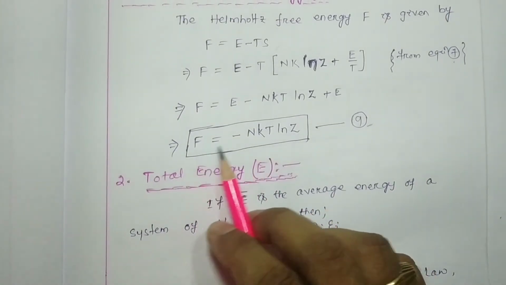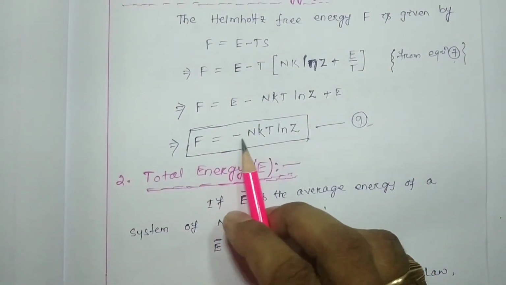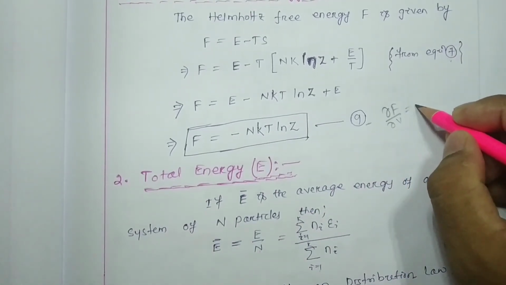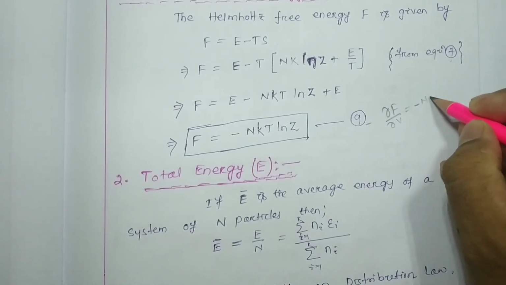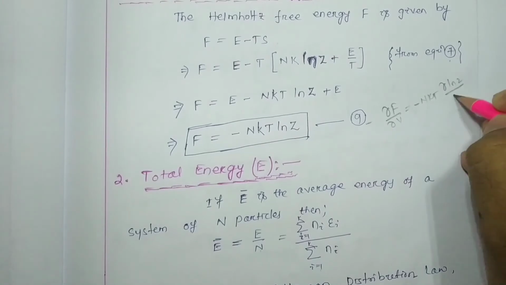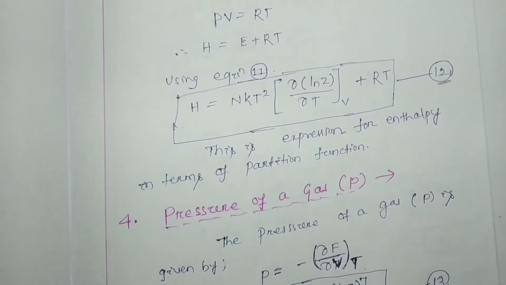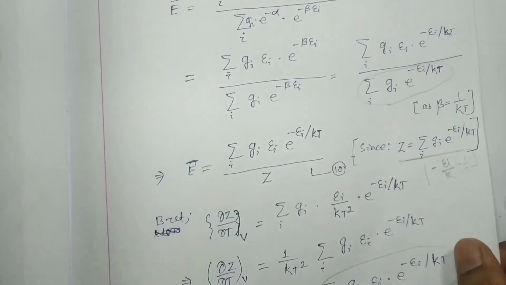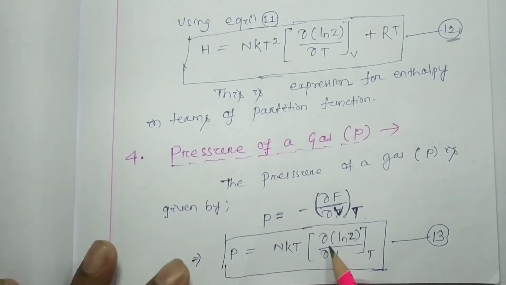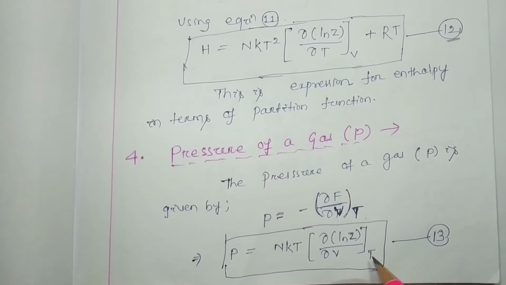Del F here, this is the del F. F is already minus. So del F by del V will be nothing but minus NkT del of ln z by del V. If we are going to consider that term, already minus is here, and in the expression we also have to consider minus plus NkT del ln z by del V at constant T. Let it be equation number 13.